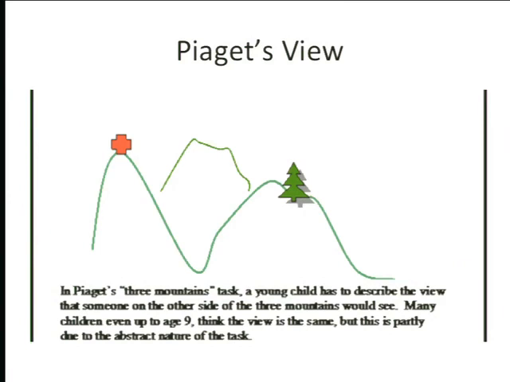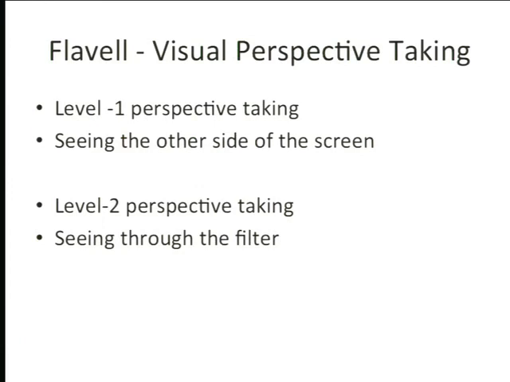Now, of course, that could mean that the children can't take the perspective of another person, but it could also mean that they have a hard time with these complicated spatial relationships. And in fact, it turns out that it's more likely to be the latter, that they have a hard time with the spatial relationships, than that they can't take the perspective of the other person. Because John Flavell did a much simpler version of this task. You didn't actually have to say which mountain was in front of the other mountain. What you had to do was just say whether someone could see something or not.